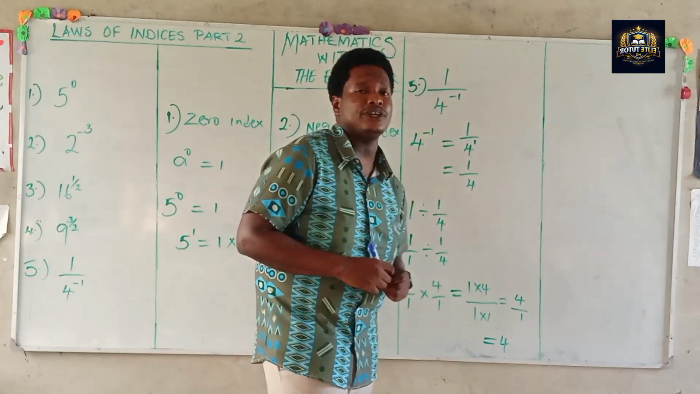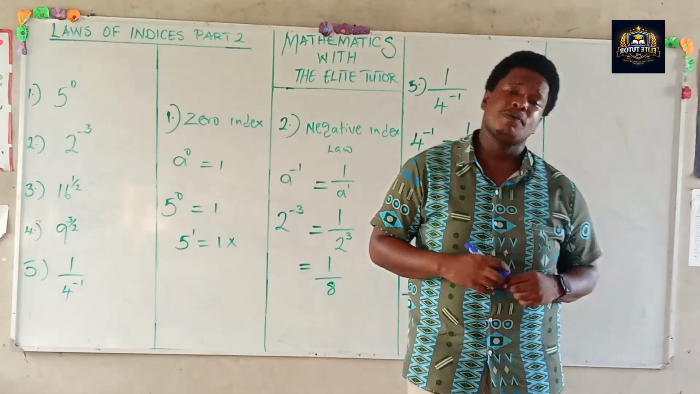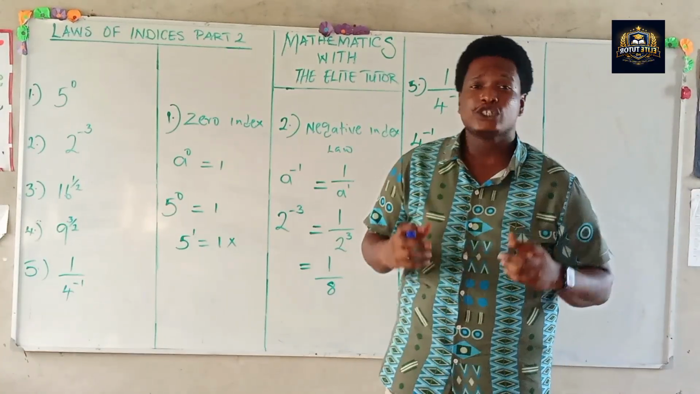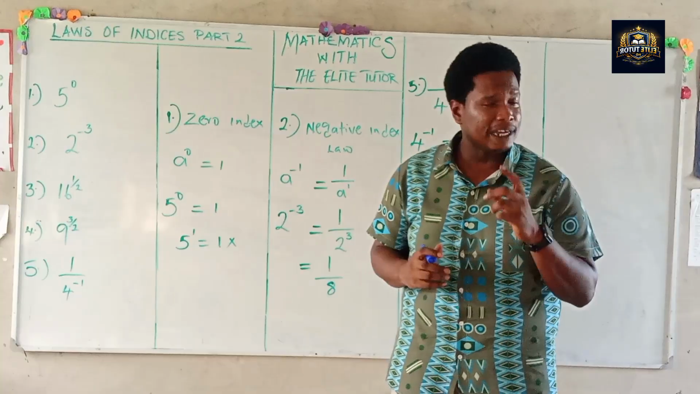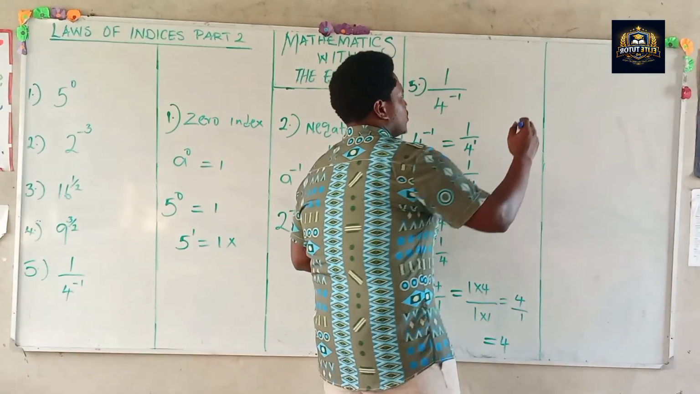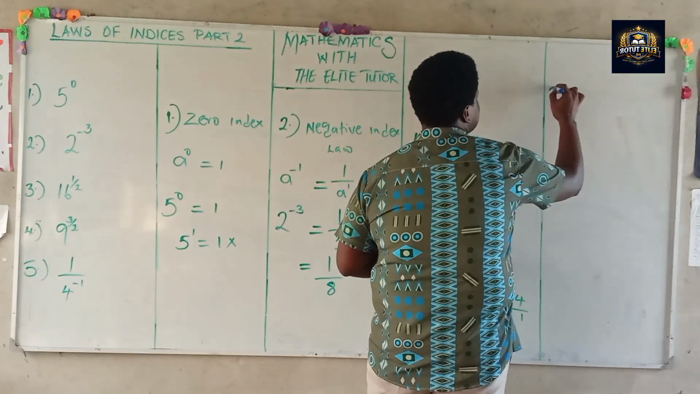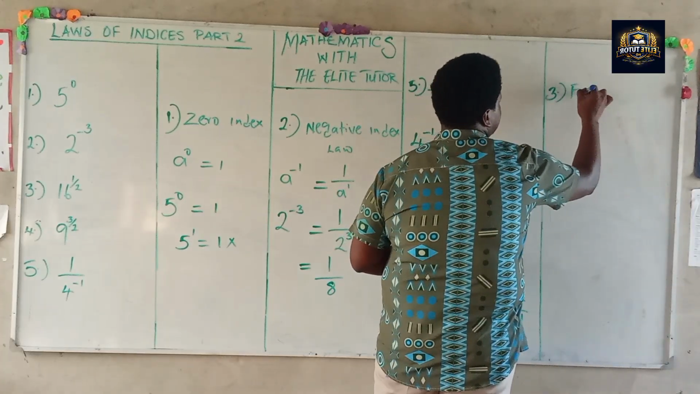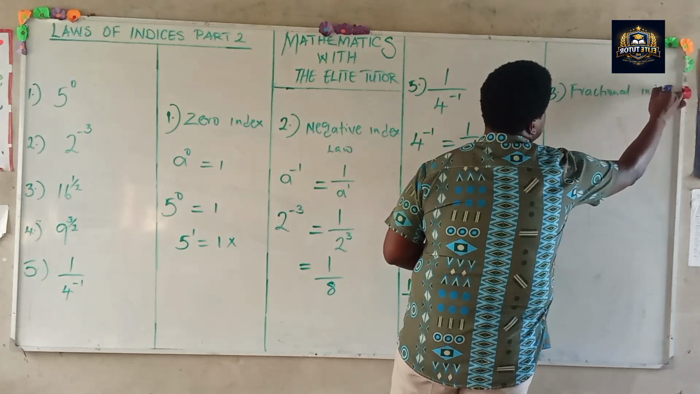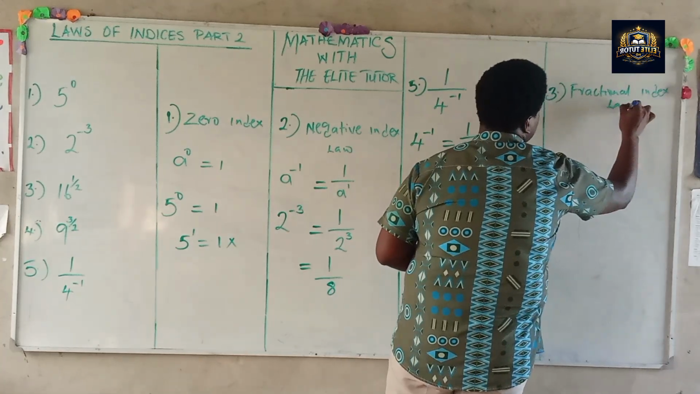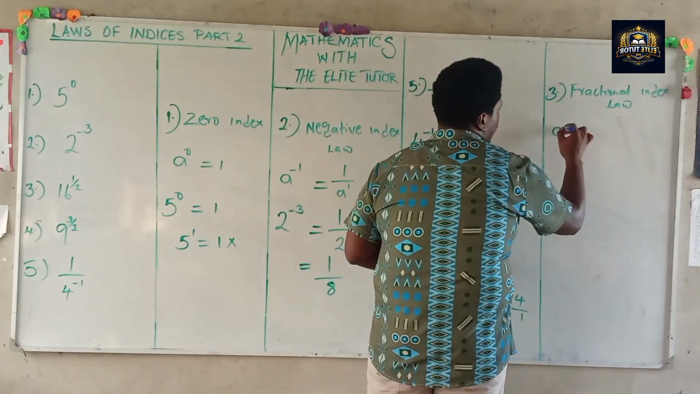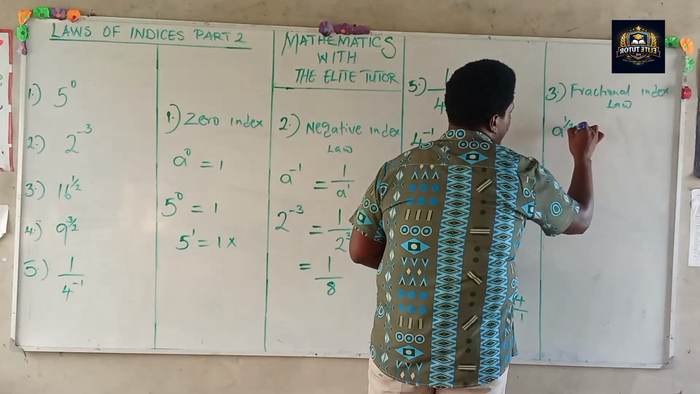And finally for this video, the last question we're going to be solving, the last law you are going to be looking at, is the fractional index law. Please pay attention. The fractional index law. Now, we have our third law, which is the fractional index law. Now, the fractional index law is expressed as 1 raised to the power 1 over 2.